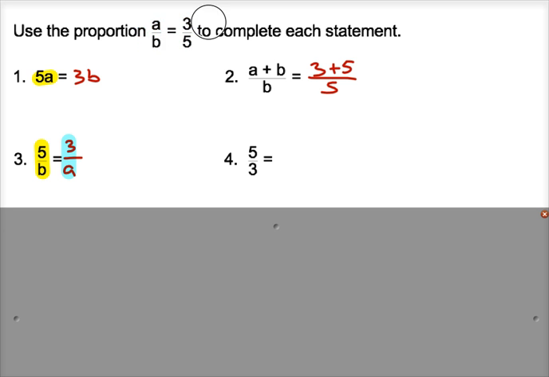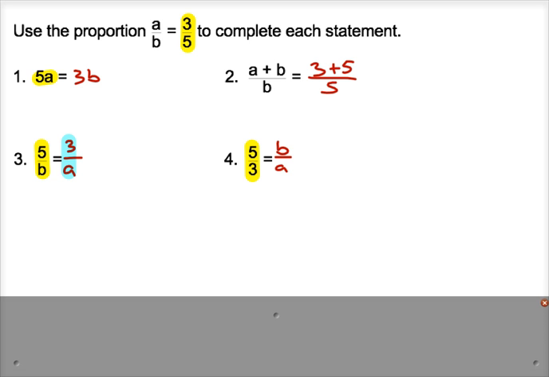Number 4. Let's see. So they're giving me 5/3. Well, they took the original fraction on the right and flipped it upside down. So all I'm going to do is take the original fraction on the left and flip it upside down. So it should be b over a. And it's an easy double check again. The original problem, if I cross multiply, I get 5a and 3b. And my new problem, I also get 5a and 3b if I were to cross multiply.